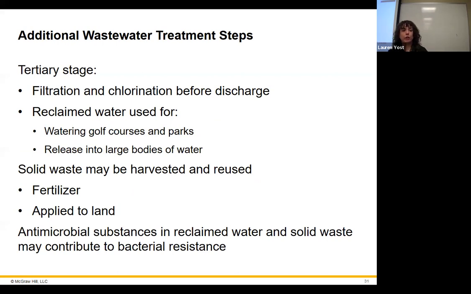Tertiary stage, now we're going to filter and chlorinate and UV just like we did with the other one. Now at that point, it's just water. We're just going to filter it a few times and everything. So here's our reclaimed water. We will use these for watering golf courses, watering at parks, releasing into large bodies of water as well.